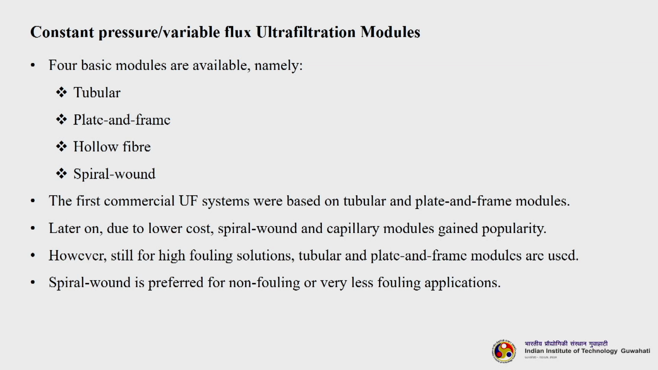So, 4 basic modules are available: tubular, plate and frame, hollow fiber and spiral wound. I am not going to discuss all these in detail, as we have discussed them earlier also. They are typical configurations. But we will try to understand how they are with respect to ultrafiltration. The first commercial ultrafiltration systems were based on tubular and plate and frame modules. Later on, due to lower cost, spiral wound as well as capillary hollow fiber modules gained popularity. However, for high fouling solutions, tubular and plate and frame modules are still used. Spiral wound is usually preferred for non-fouling or very low fouling applications.